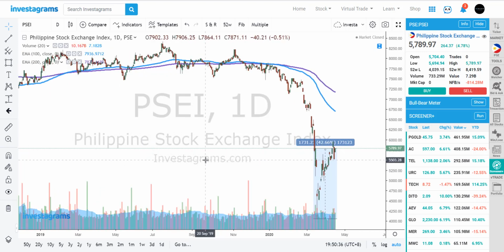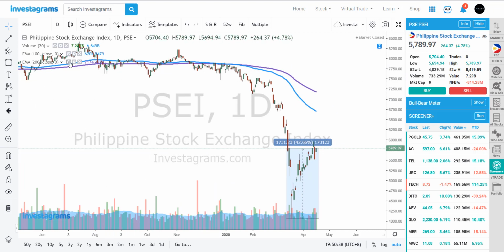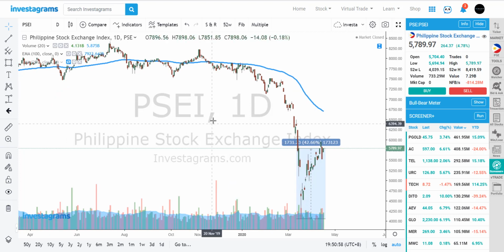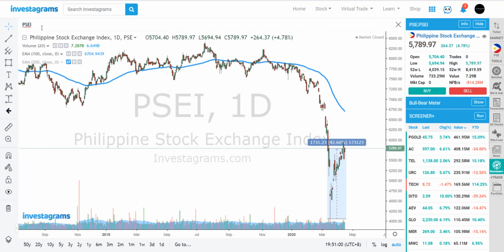So here we have two lines, right? The first would be the 100-day EMA. Basically it's just the average closing price of the stock or asset for the last 100 days, and then it's averaged in an exponential manner where we put bigger weight on the more recent statistical samples, right? So what's the significance of this?